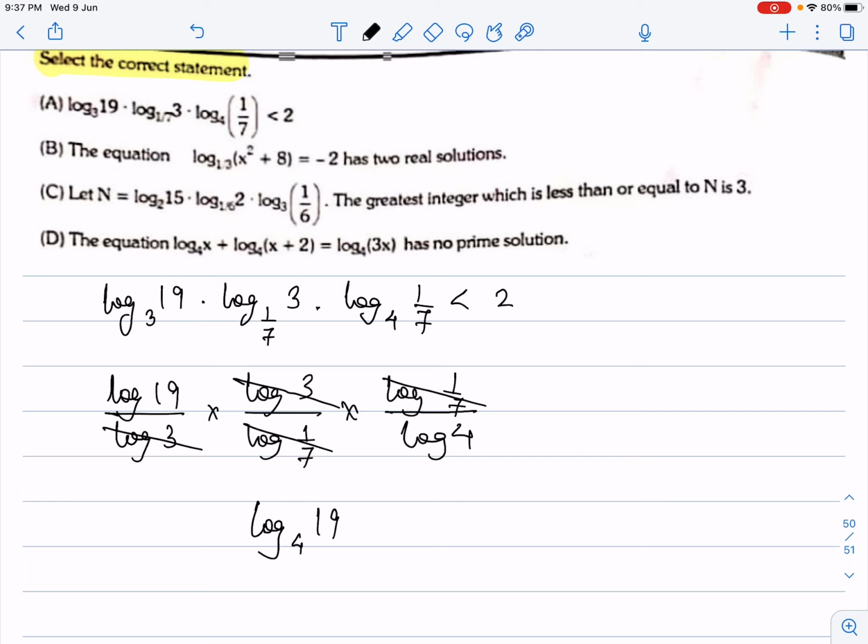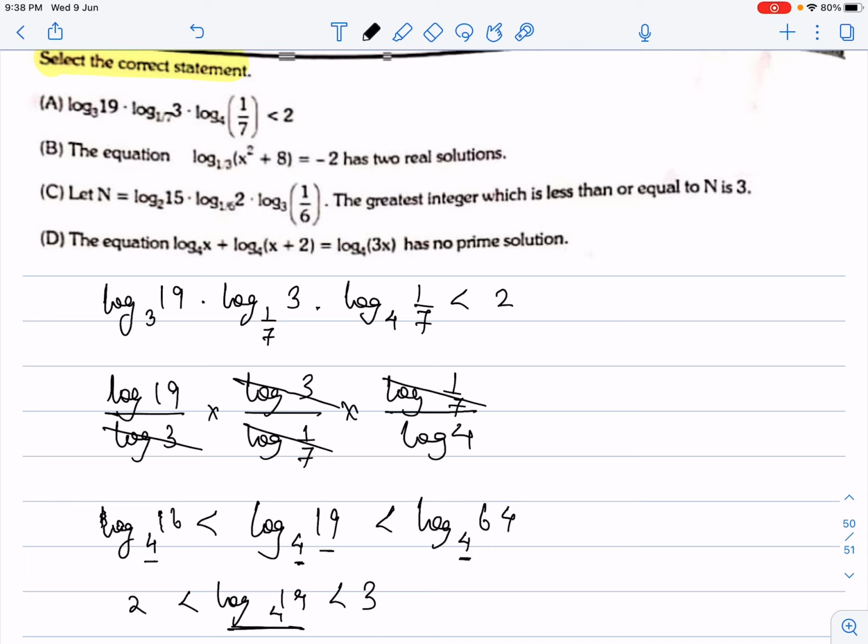Now my dear students, what power of 4 will yield 19? I may write log of 16 base 4 will be what? 2, and log of 64 base 4 will be what? 3, and since base is 4, log will be an increasing function over here. So 2 is less than log of 19 base 4, which is less than log of 64 base 4, which is 3. That means log of 19 base 4 lies in between 2 and 3. So it can never be less than 2. So option A would be wrong over here.